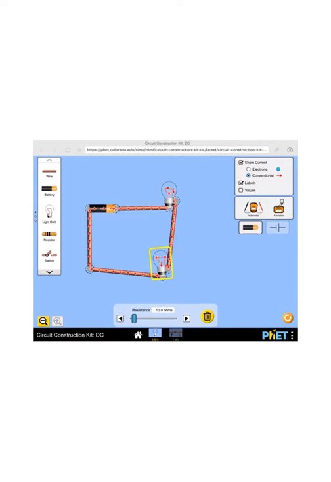Let's go back. There's one light bulb alone. Look at the yellow lines. Add a second light bulb in.